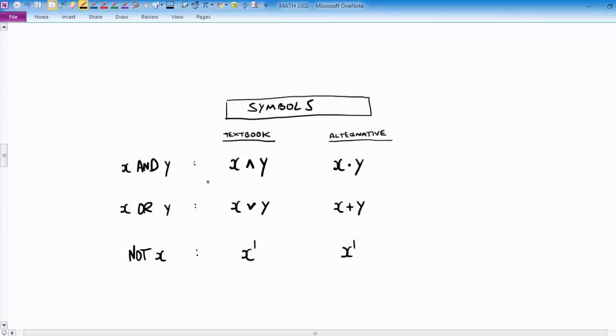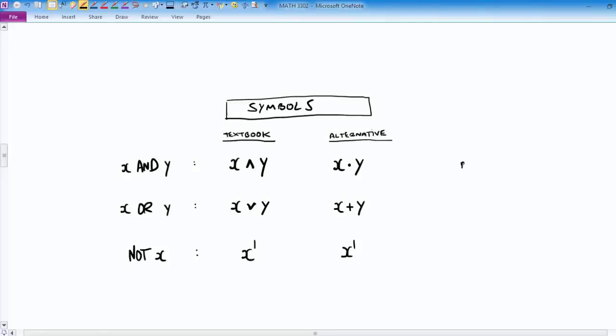In the textbook, we find symbols for these three special Boolean functions. Alternative symbols are also used. For the AND function, we use the multiplication sign. For the OR Boolean function, we use the addition sign. And for the NOT operation, we simply use the apostrophe. The textbook uses these symbols, but I will also be using these alternative symbols in our lecture.